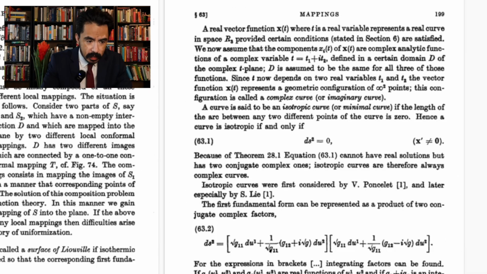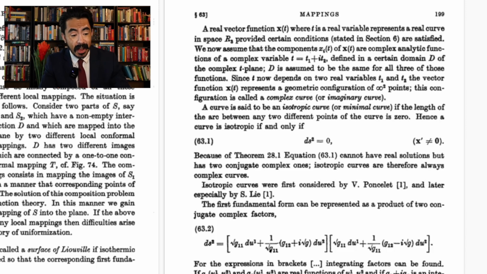A real vector function x of t, where t is a real variable, represents a real curve in space R3, provided certain conditions stated in section 6 are satisfied. We now assume that the components x sub i of t of the vector x of t are complex analytic functions of a complex variable t equals t1 plus i times t2, defined in a certain domain capital D of the complex t plane. Capital D is assumed to be the same for all three of those functions. Since t now depends on two real variables, t1 and t2, the vector function x of t represents a geometric configuration of infinity squared points. This configuration is called a complex curve or imaginary curve.